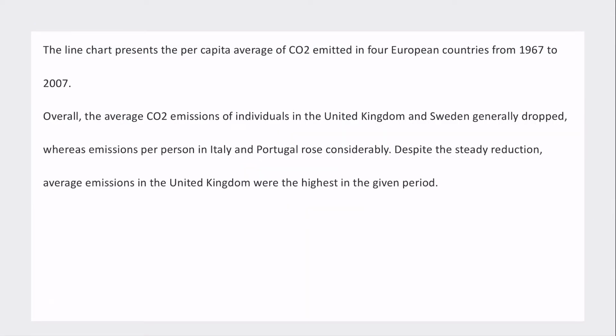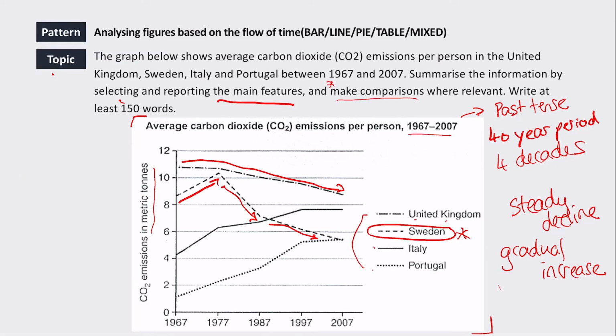The line chart presents the per capita average of CO2 emitted in 4 European countries from 1967 to 2007. Perfectly fine paraphrase. Nothing really wrong with that paraphrase. So then we need the overview. Overall, the average CO2 emissions of individuals in the United Kingdom and Sweden generally dropped, whereas emissions per person in Italy and Portugal rose considerably. I don't know if I would say rose considerably. Considerably means a lot. Okay, fair enough, I'll give it to this candidate.